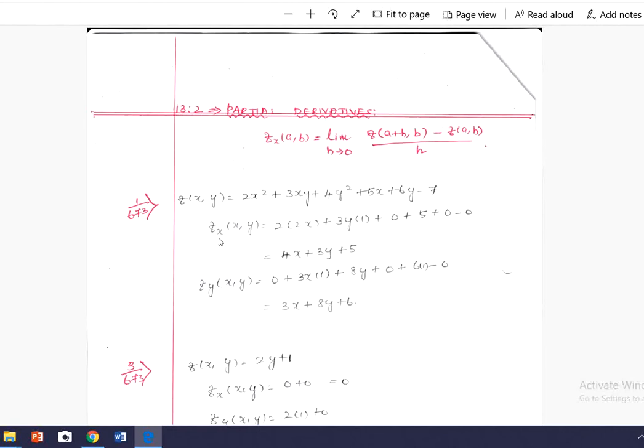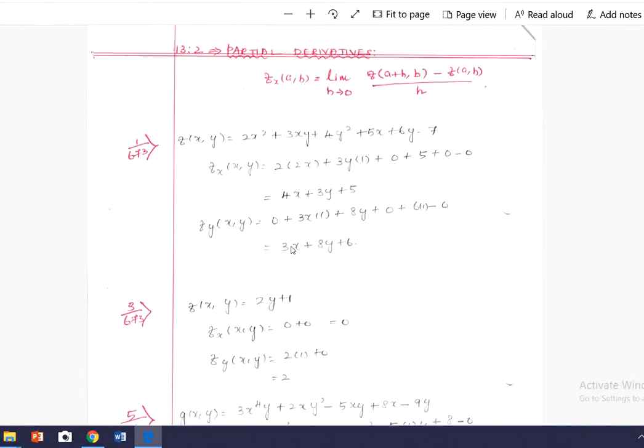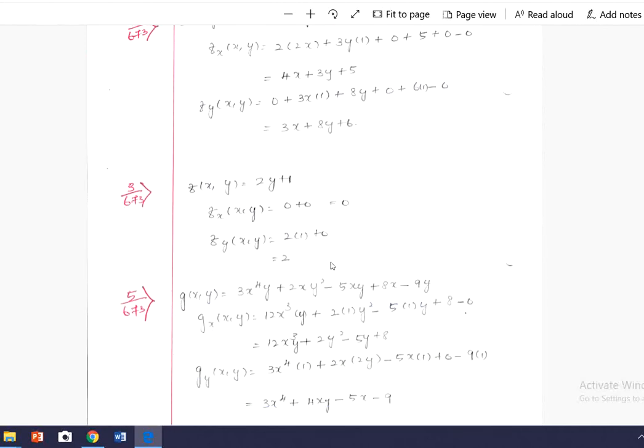Now we have differentiated this function in terms of x. Now we do the same thing in terms of y by keeping x as constant. So f_y(x, y): the first term 2x² has no y, therefore it becomes 0. Here we have 3xy, and differentiating in terms of y, y becomes 1 and we write 3x the same. Then 4y² will be 8y. 5x has no y, so it is 0. 6y becomes 6, and 7 is 0. That's the remaining function. So for every question we differentiate in terms of x and also in terms of y.